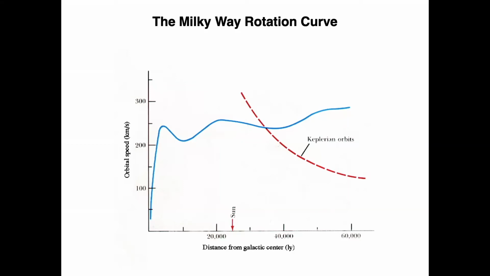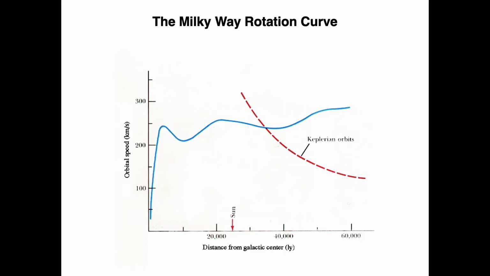So let us look at the rotation curve of the Milky Way and the evidence for dark matter. This is a rotation curve of the Milky Way in blue, and what you would be expecting if all the mass was concentrated in the center is shown in the dashed red, that would be Keplerian orbits. The Sun is orbiting at this distance here with a speed of about 220 kilometers per second. That's the Sun's orbital speed around the galactic center.